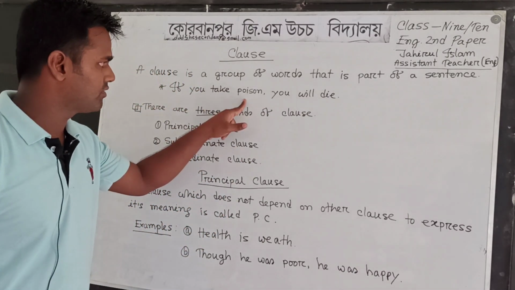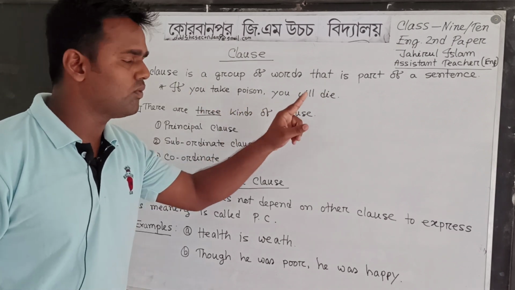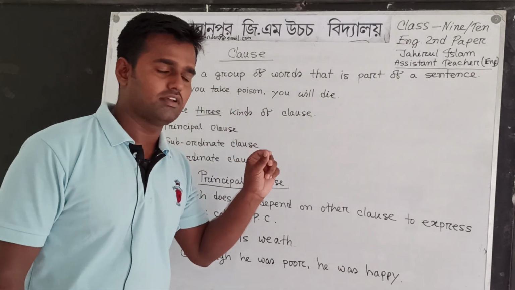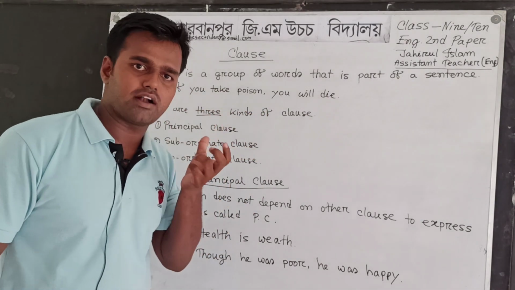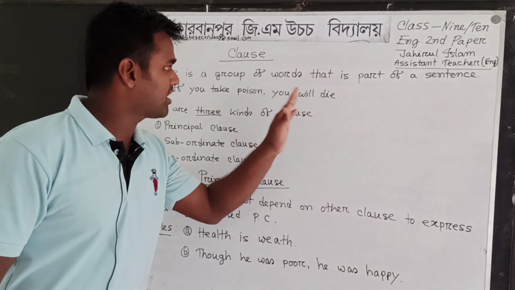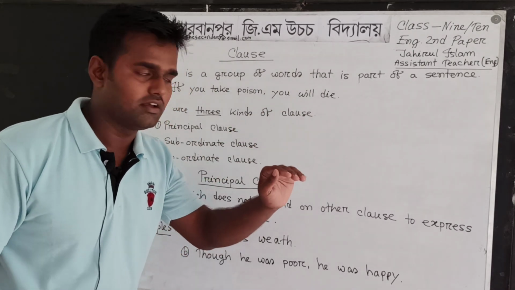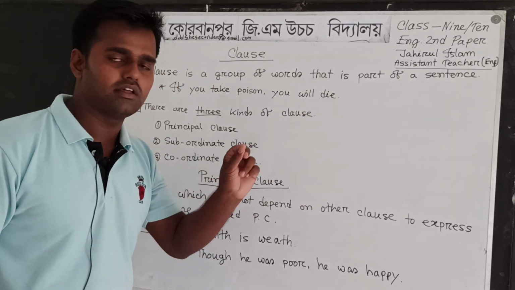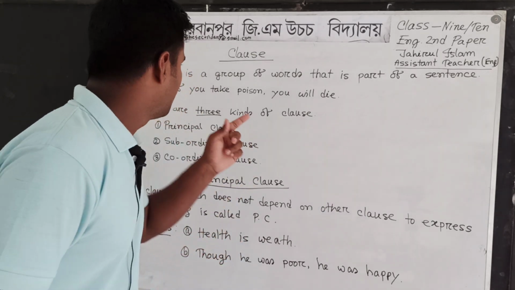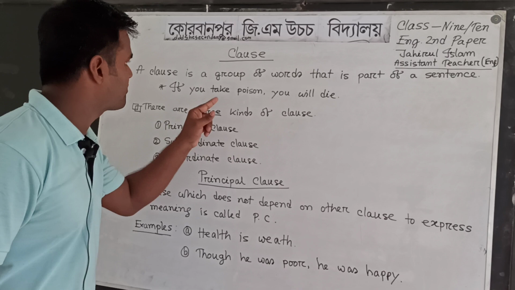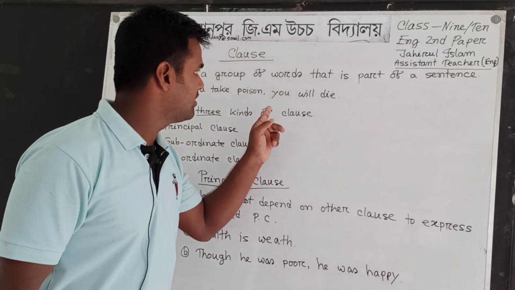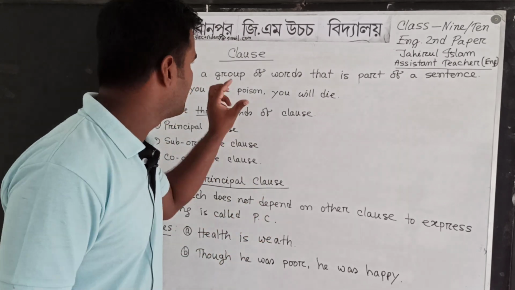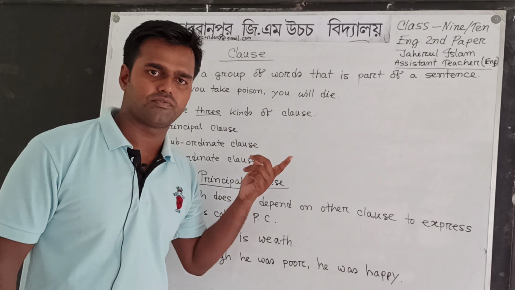If you take poison, you will die. Here you can see the example. If you take poison, it is a part, and the other part is you will die. Finally, this is a sentence, and in this sentence there are two clauses. The first one is a clause: if you take poison. And the other, you will die, is another clause. I hope you have understood the definition of clause and the example.